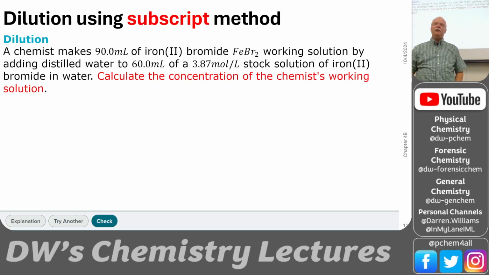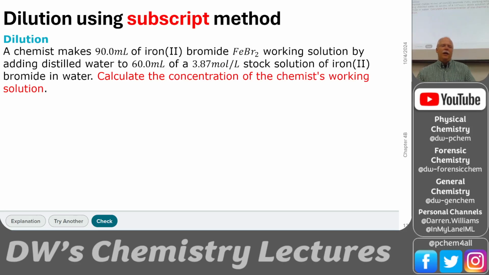Okay, now we get into dilution. I teach this two different ways. Does anybody know the equation for dilution without looking at the notes? Did you know this before you got here? A few people? It's M1V1 equals M2V2. That's the dilution equation, but you can teach it two different ways. This is the first way, using the subscript method. I like this method because it keeps me from making mistakes. I think it's pretty straightforward.